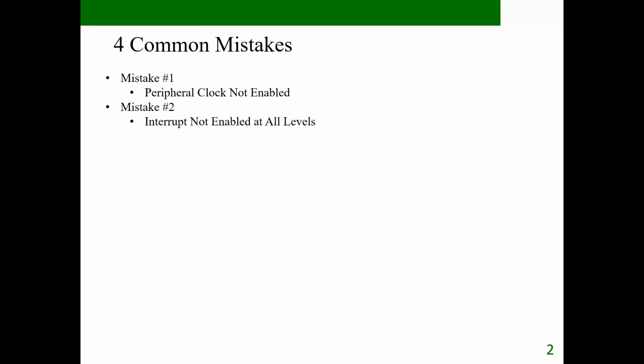The C2000 interrupt system has three layers. The module interrupt enable, this is inside the timer, the PIE group enable, and the global CPU interrupt enable. If any of these is missing, your interrupt never reaches the CPU, even though your timer is working fine.